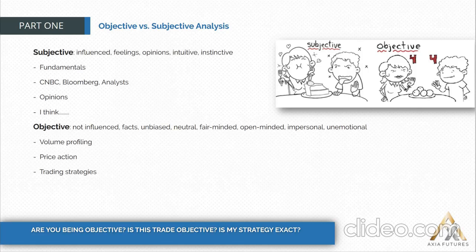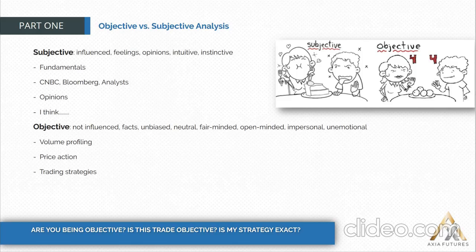So, the question you have to ask yourself is very simple. Are you being objective? In every single trade you take, in every single strategy you develop, are you being objective? Every time you click on that mouse, you should be able to say, I'm being objective in this approach, in this process. And is your trading strategy exact? If it isn't exact, guys, you do not have an edge. You might have a good idea, of course, but you do not have an edge. In other words, in the long run, that trading strategy is going to cause you to lose more money than you're going to make.